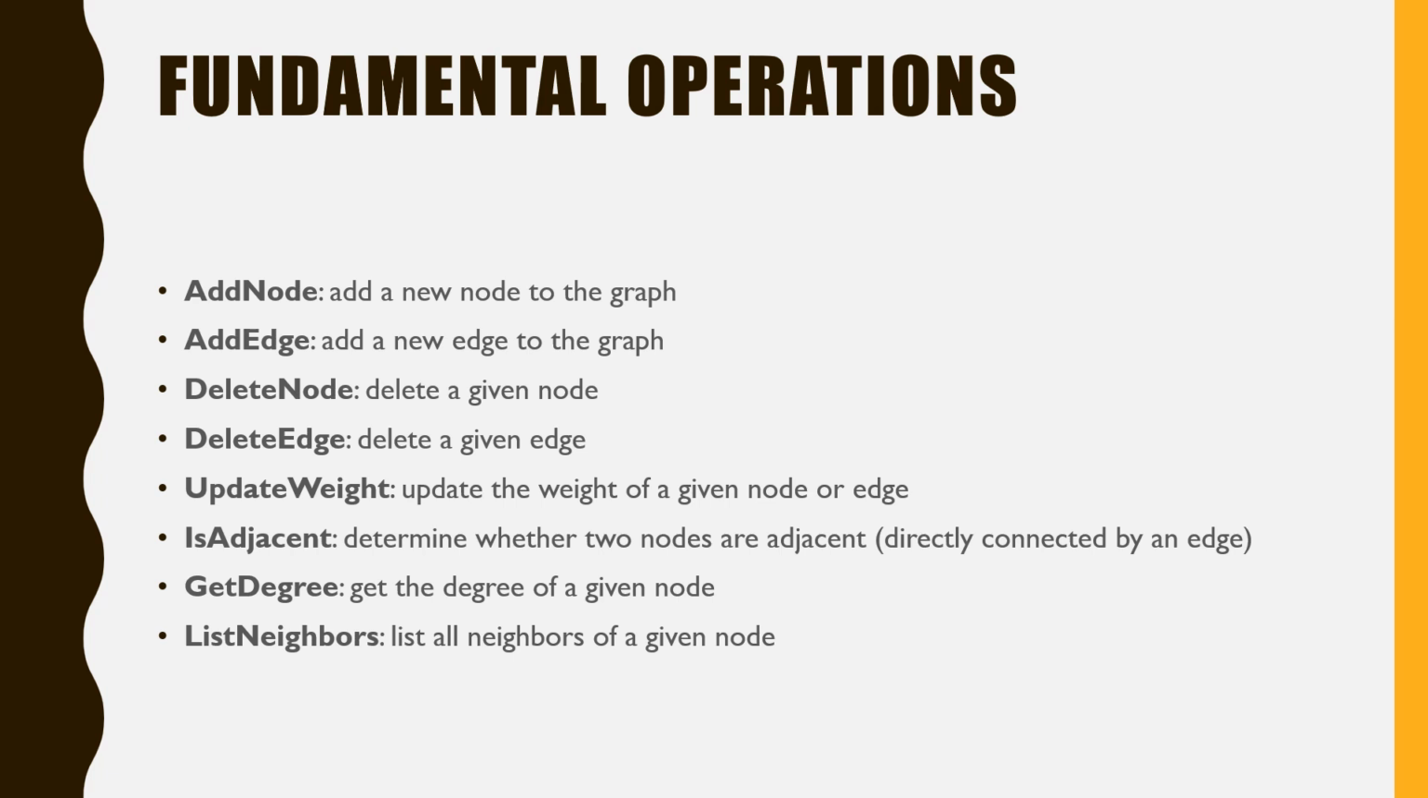The update weight operation updates the weight of a node or an edge. The isAdjacent operation checks whether two nodes are directly connected by an edge. The listNeighbors operation lists all neighboring nodes of a given node. Finally, the getDegree operation returns the degree of a given node.